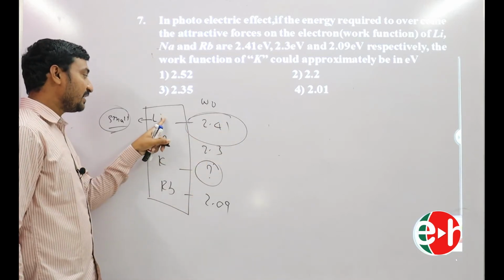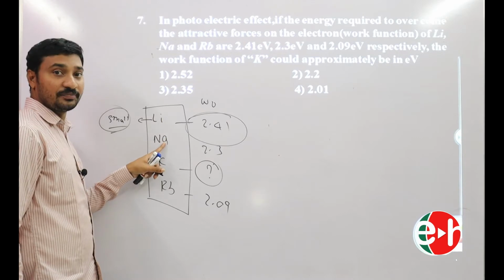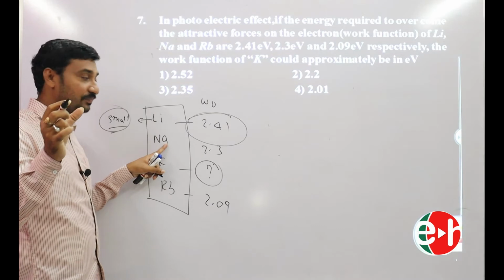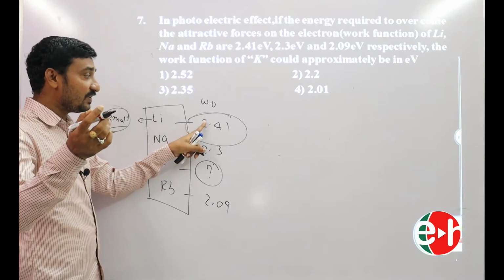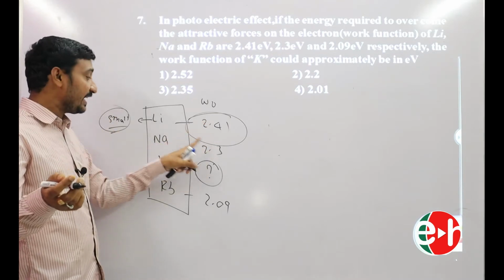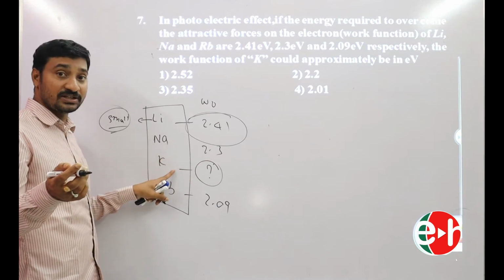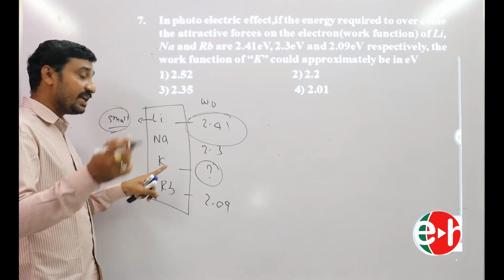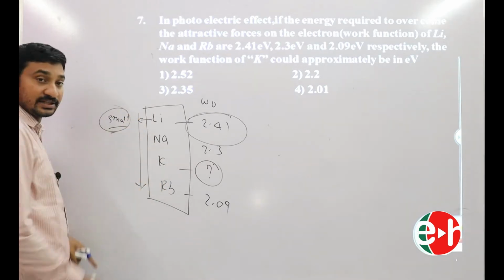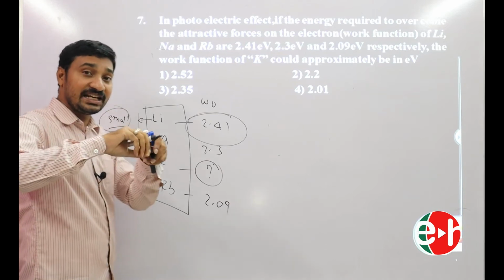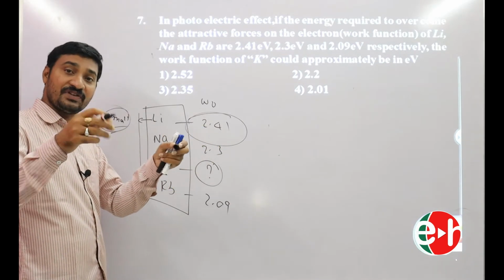2.41. Compared to lithium, sodium size is bigger. Sodium size bigger means attraction is a little less. Then comparatively here the work function is less. Again from sodium to potassium, size increases. Size increases means less attraction. Less attraction means the energy required to remove the electron from the metal surface is less.